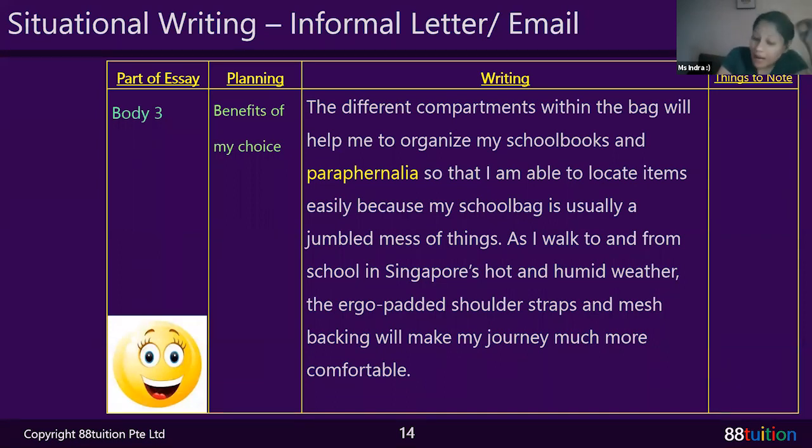So the different compartments within the bag. So this is the part on the compartments. You have many compartments because maybe you've got many things to carry, right? The different compartments within the bag will help me to organize my school books and paraphernalia so that I'm able to locate items easily. Paraphernalia is basically miscellaneous items, right? Because my school bag is usually a jumbled mess of things. So you're actually expressing how useful the compartments are.